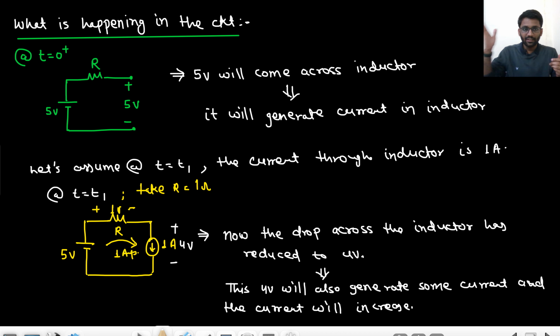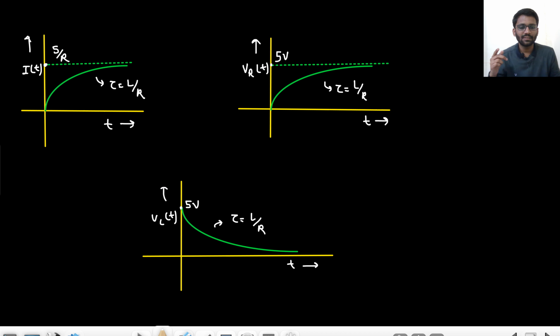In case of capacitor, what was happening? Initially the current was 5 by R. Slowly the current was decreasing, but the current was in same direction, so voltage was increasing. But the voltage was increasing slowly. Why so? Because the current was decreasing. If the current was decreasing, that means the speed of voltage increase was reduced. Here what is happening? The voltage across the inductor is becoming low. Still the current will rise, because the direction is this only, but slowly, not linearly. So that's why the graph is like this, not like this. Are you getting my point?